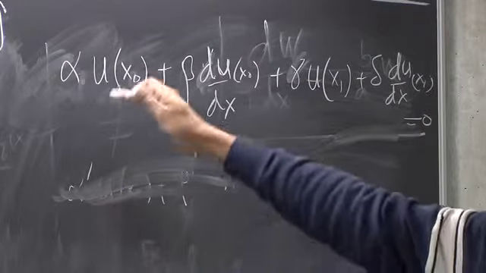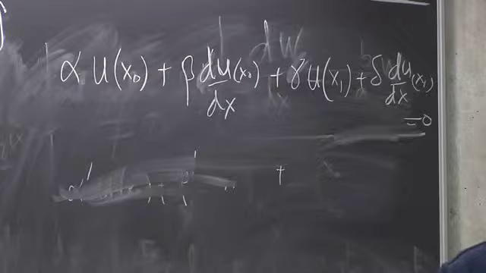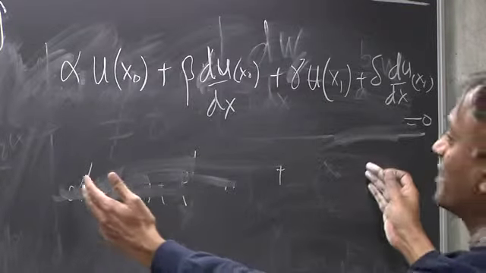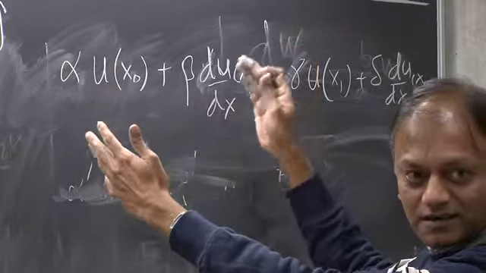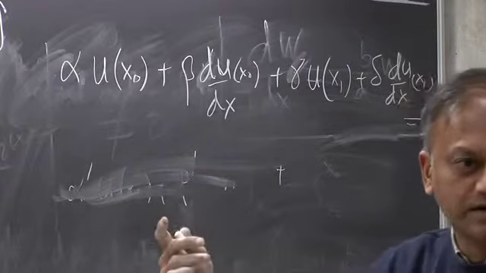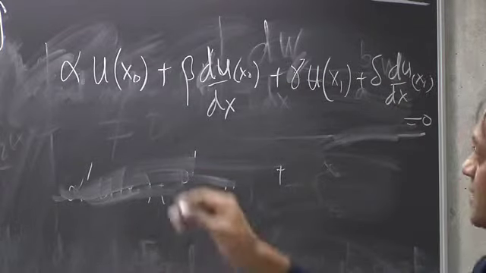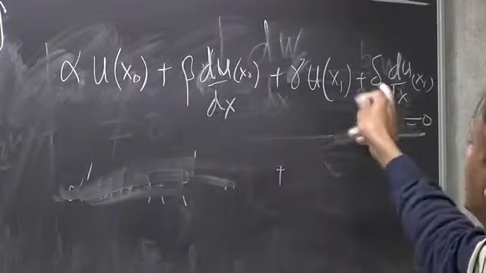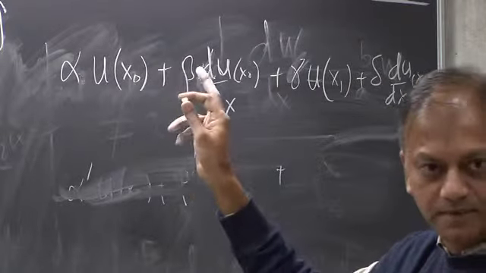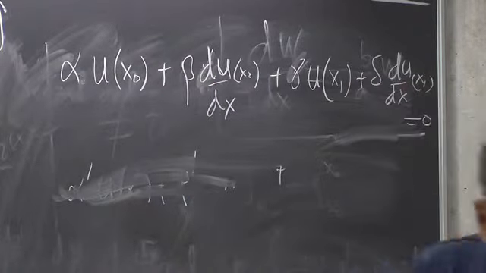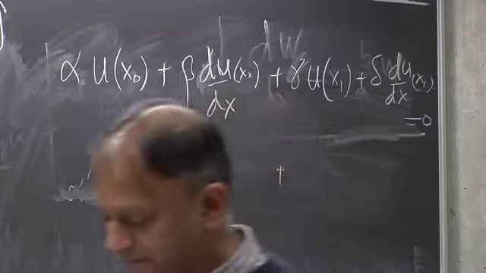But those two conditions must be linearly independent. It should not be that one condition is just some number times another condition. Otherwise, you don't have two independent conditions. So the same equation with alpha, beta, gamma, delta replaced by primes. These are the types of conditions we have.